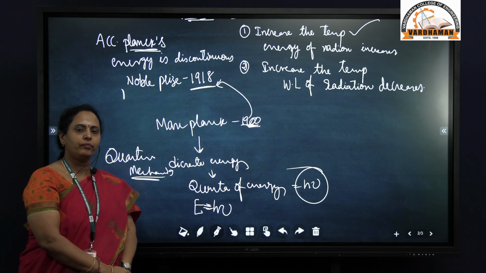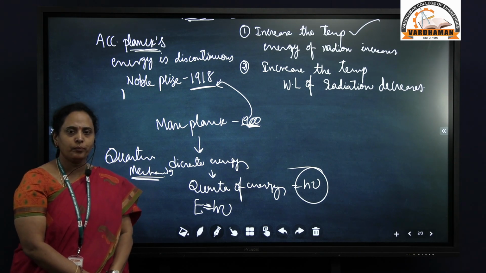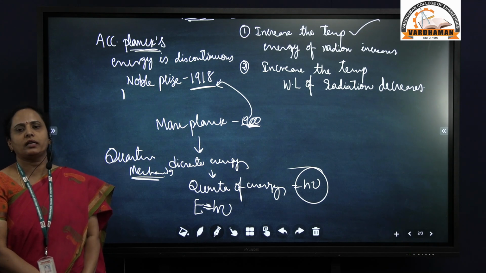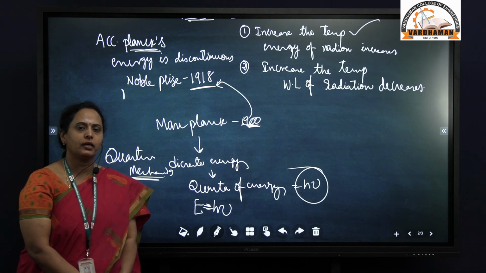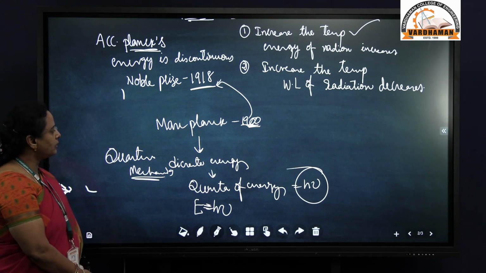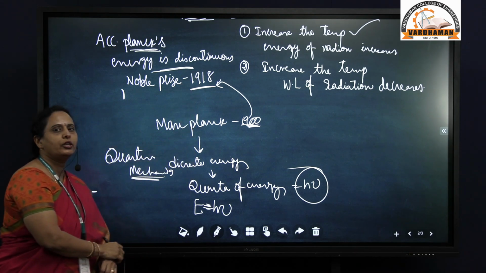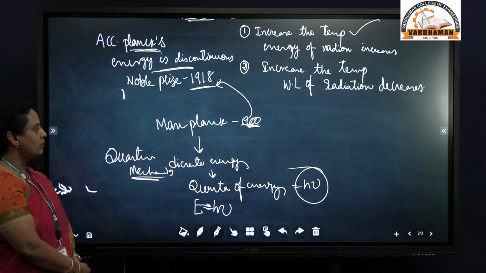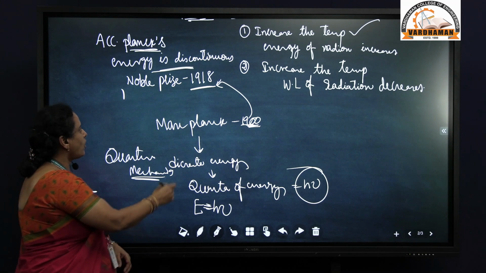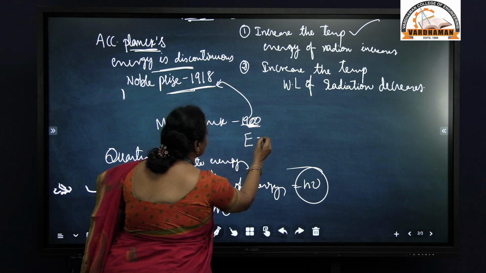Then they thought that classical mechanics would not be able to explain all the laws and all the particles' behavior. Classical mechanics could successfully explain macro particles but not micro particles. For micro particles we need one more theory, and that theory is nothing but quantum mechanics. That is, he said the energy is discontinuous. The energy is not continuous, but rather it is discontinuous. So this is the famous equation given by Max Planck, E equals h nu.